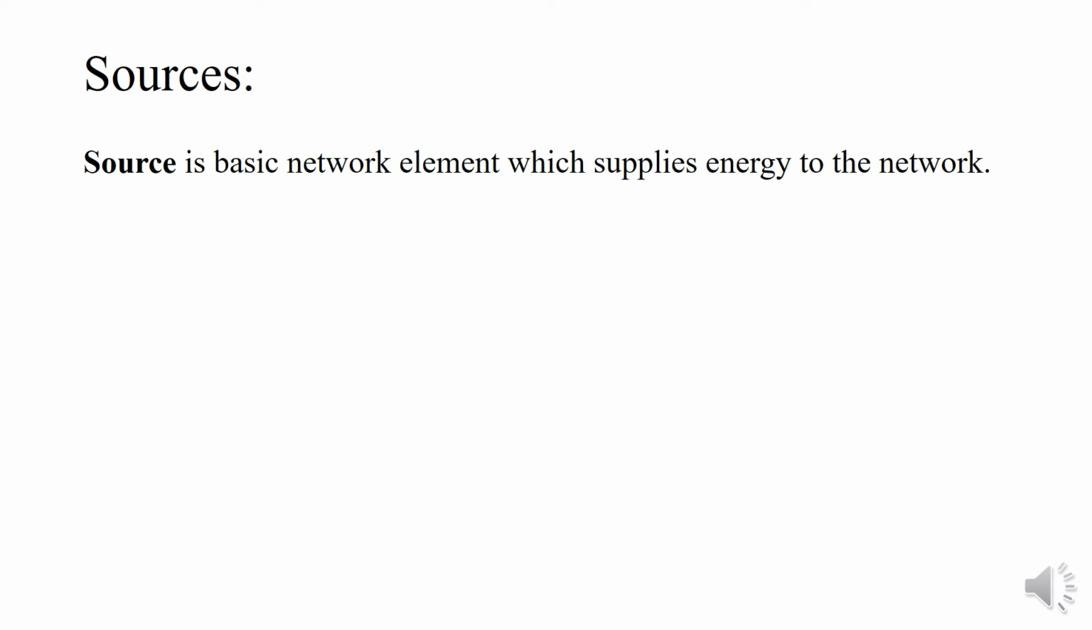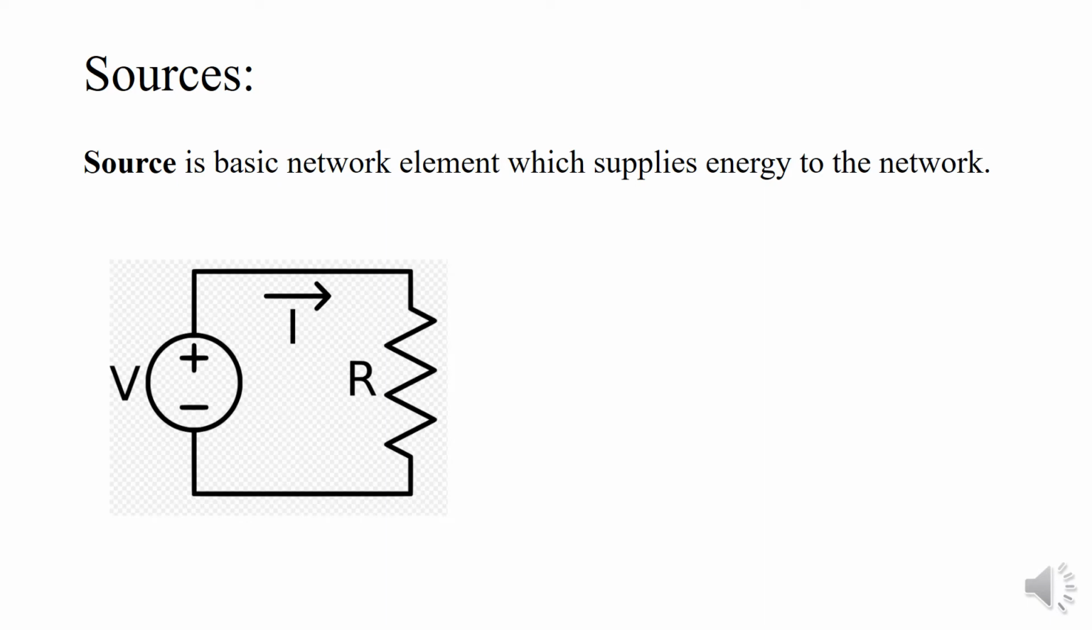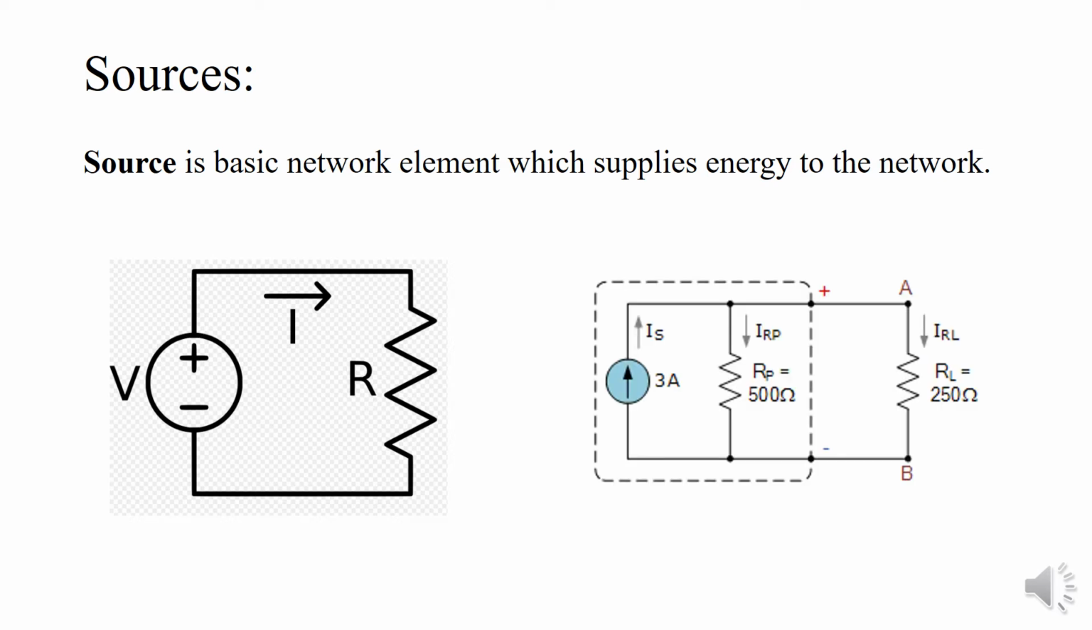A source is a basic network element which supplies energy to the network. This is one example of an electrical network where a voltage source is supplying energy to the circuit, where the circuit network element is a resistance, and because of this voltage source the current is flowing into the network. This is one example of a source. This other circuit shows an example of a current source, where a 3 ampere current source is supplying energy to the network elements of a 500 ohm resistor and a 250 ohm resistor.